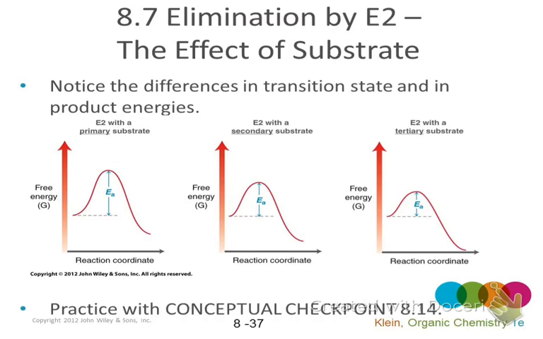So in essence, with the primary substrate versus a tertiary substrate in an E2 mechanism, what you end up doing is lowering the activation energy, because it's easier for the leaving group to take off. Okay?